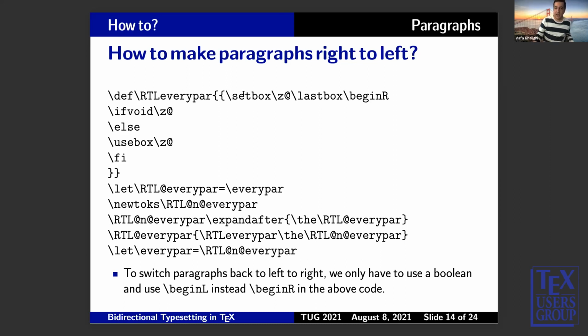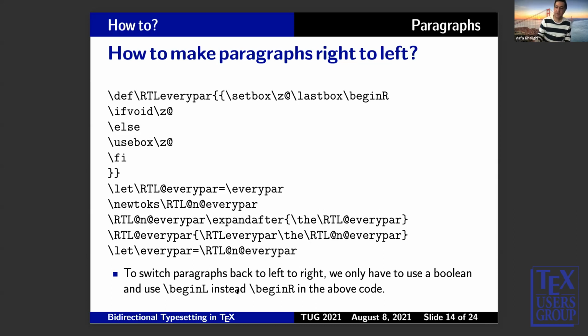So what we do, we use the set box, and we want to allocate the box 0 to be the last box. Then we put begin R. If box 0 is void and there's nothing in it, we do nothing, but otherwise we typeset that. And the begin R before here makes the paragraph right to left. The rest of this is just for the token list. And so you can have things inside the every par, and the things before it and after it don't get lost.